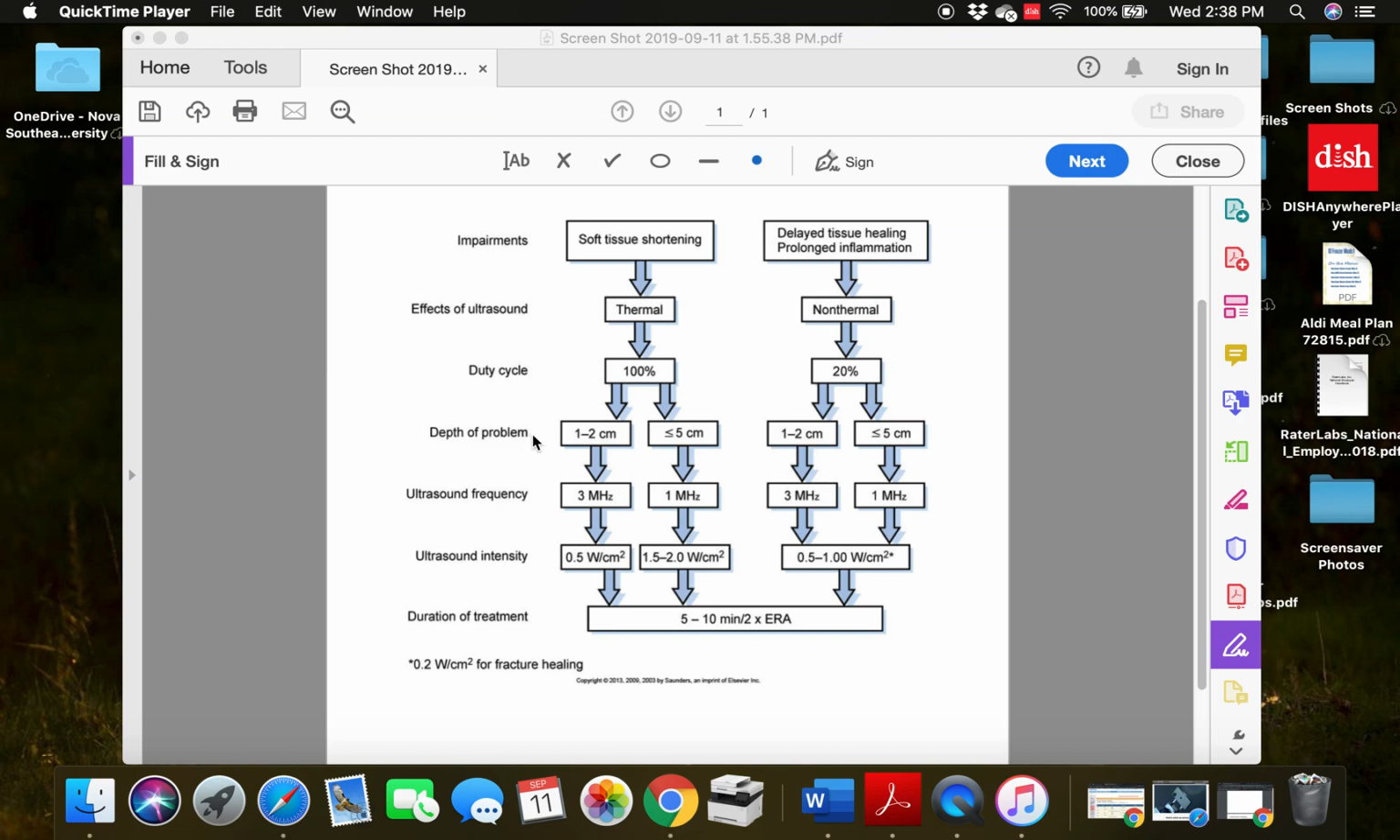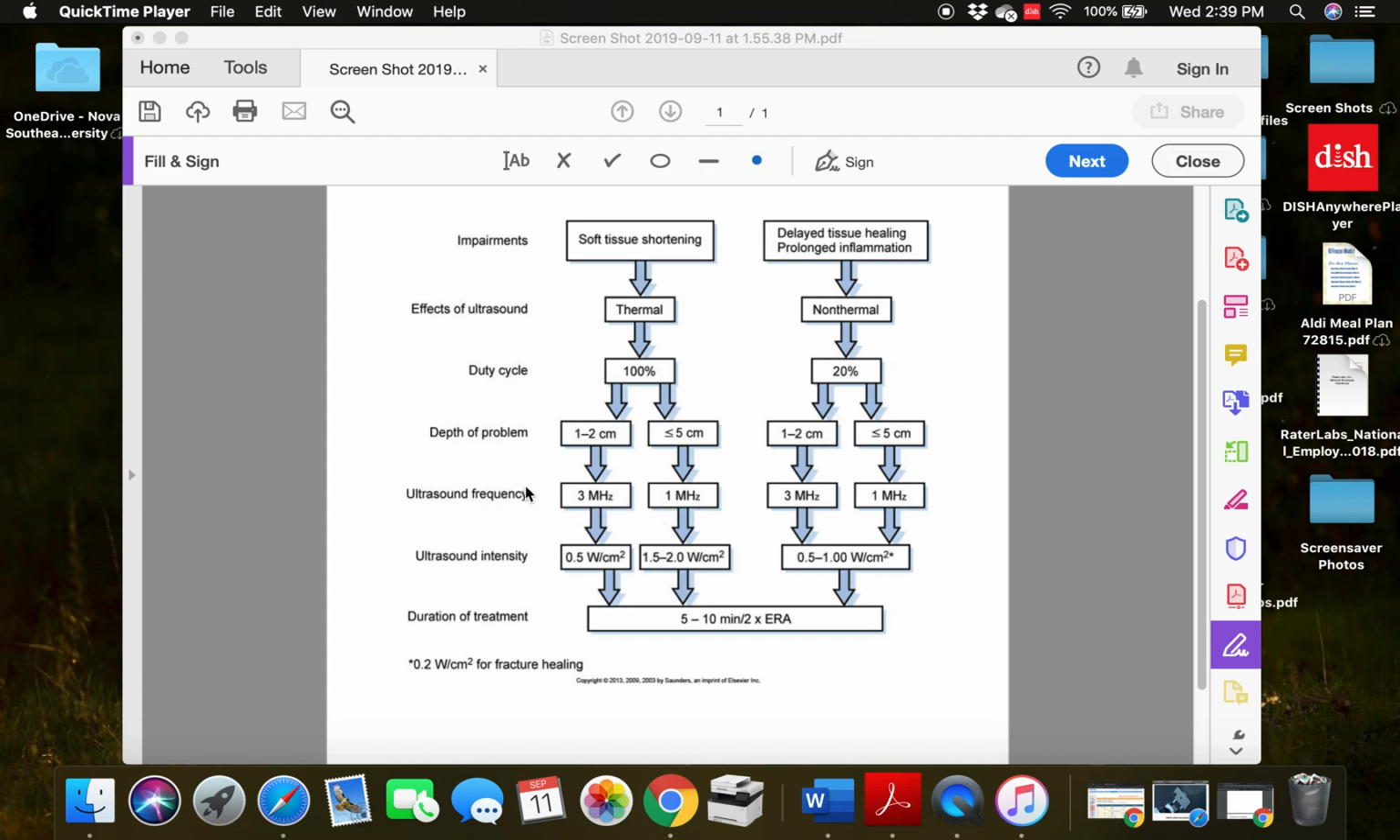So the next part is to think about our anatomy and figure out how deep is the tissue that we're working with. Is it 1 to 2 centimeters or is it around 5 centimeters? If it's 1 to 2 centimeters, we know we need to use a higher frequency at 3 megahertz. 3 megahertz doesn't go as far, but it does warm up tissues faster. So that's why we use that one for superficial heating. Or if we have the deeper tissues, we know we need to use 1 megahertz. Same thing for non-thermal. More superficial tissue, use 3 megahertz. Deeper tissue, use 1 megahertz.